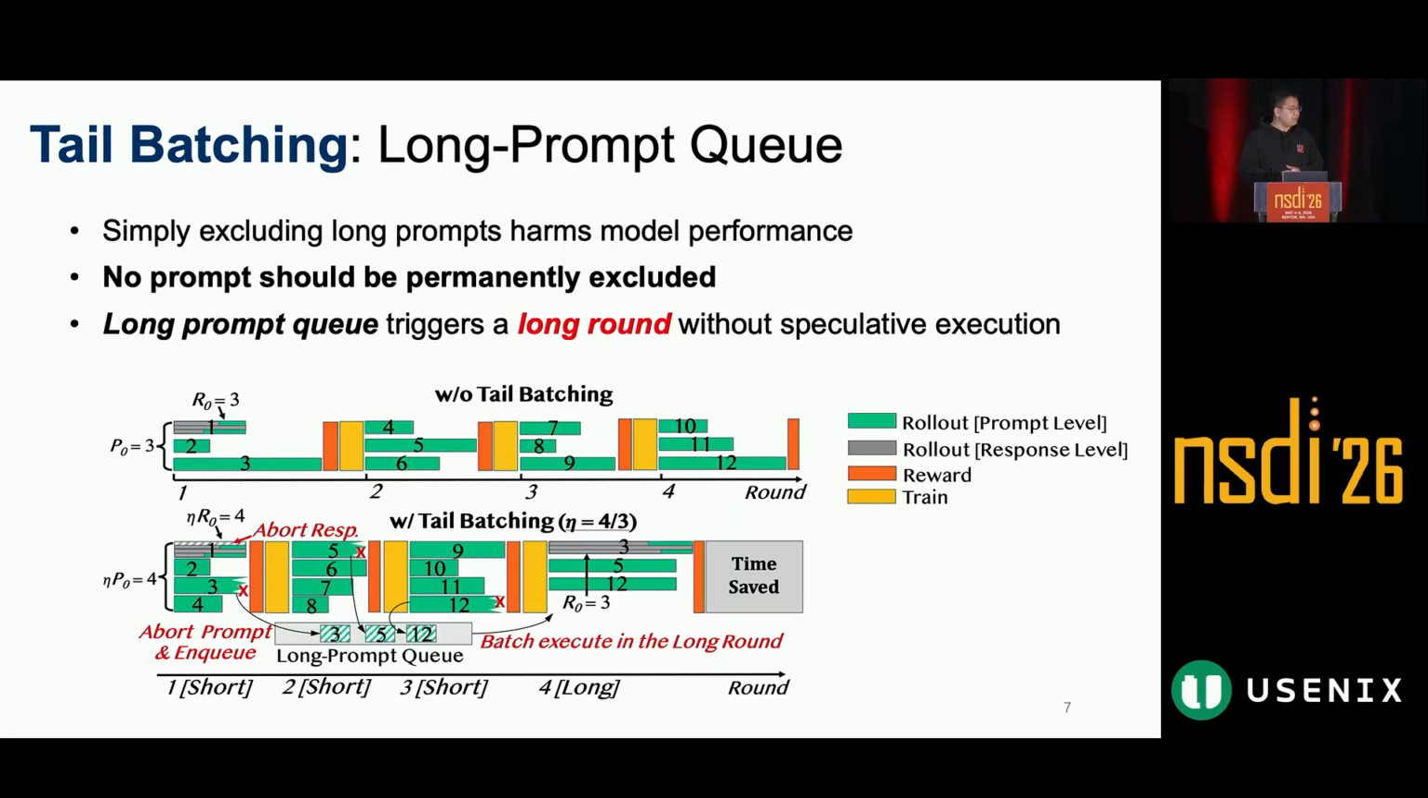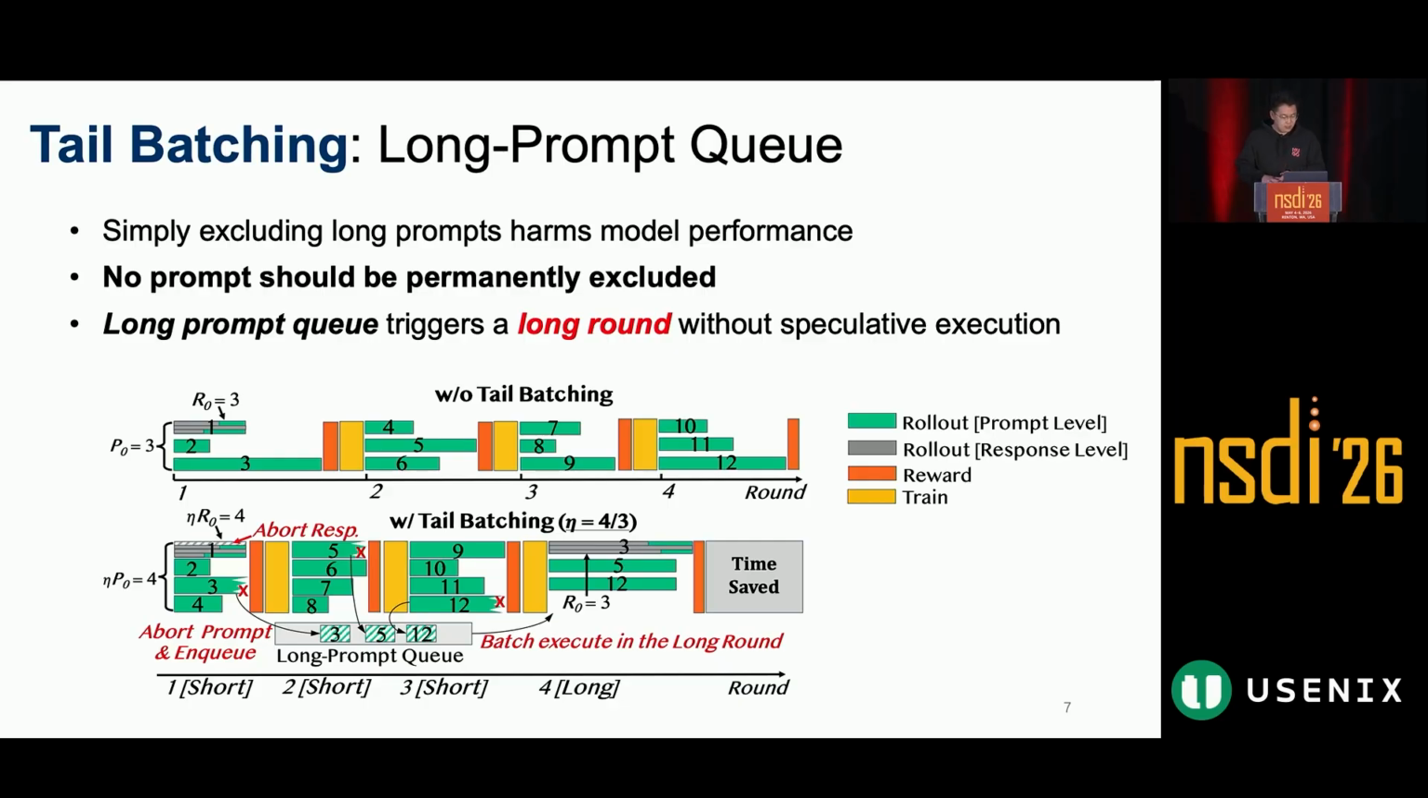However, simply excluding long prompts may cause problems because it distorts the training data distribution and may harm model performance. So in tail batching, we have to guarantee that no prompt is permanently excluded. The aborted long prompts go into a long prompt queue, which accumulates over steps. When the long prompt queue collects enough prompts to form a batch independently, it triggers the rollout stage of the next step with these prompts. In this case, when the long prompt queue gets 3 long prompts, the next rollout step will use these 3 long prompts to generate from scratch with a new LLM model.